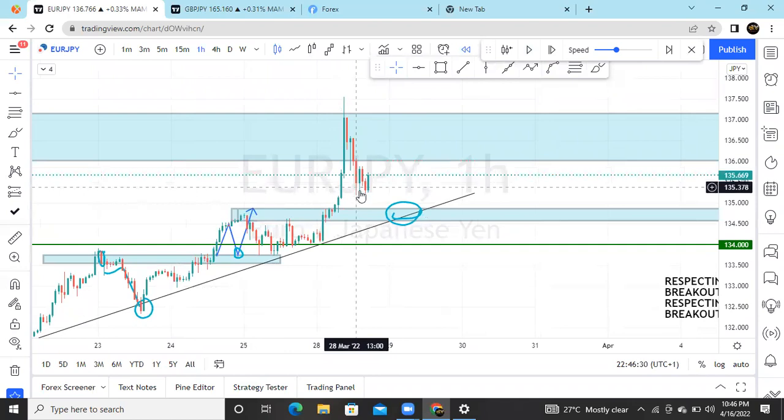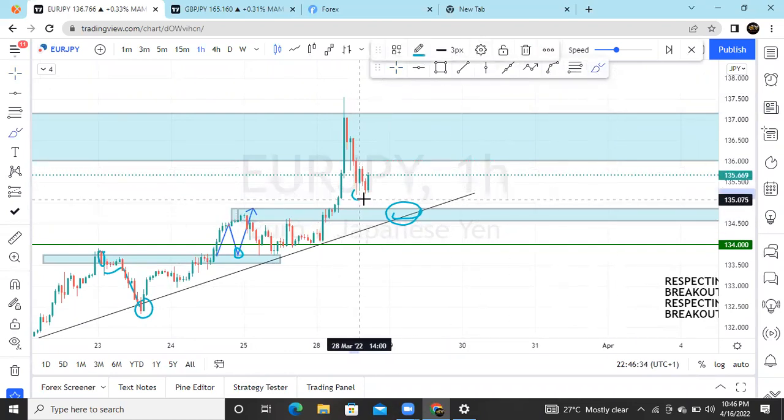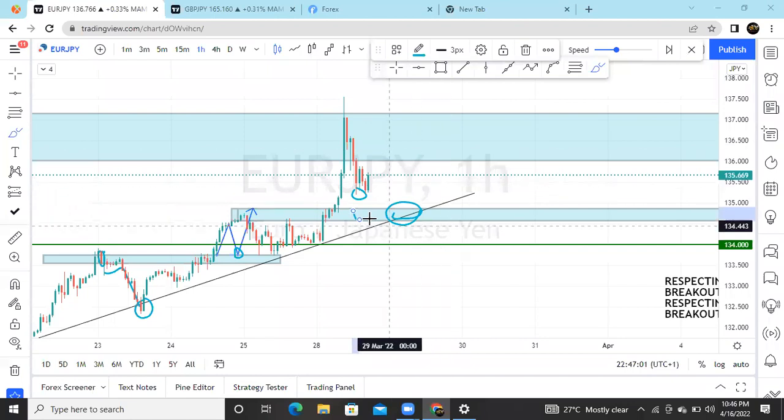Okay, I want to ask, what if we get something like this? The market doesn't push down here, but we get something like this. Do we enter? Because it's very close to the zone. The market has dropped. Do we enter? No, no. We don't enter. We allow it to come to our zone.